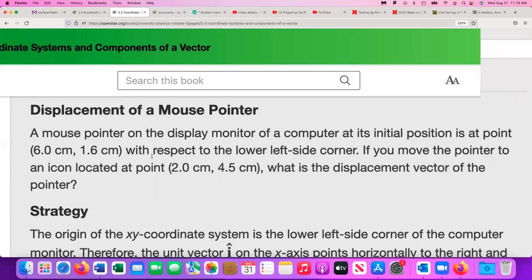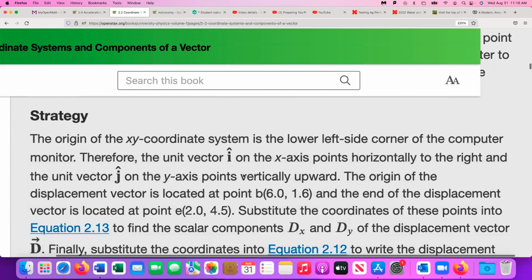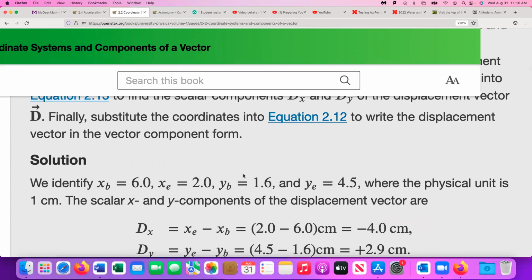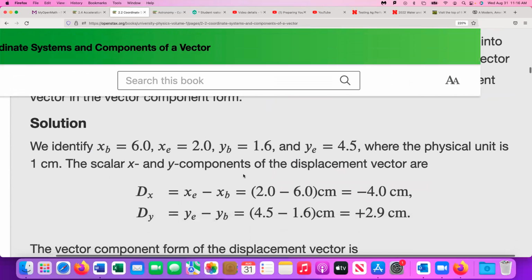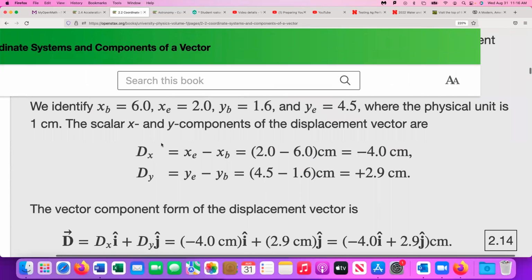Anyway, so they're going to use this example for the displacement of a mouse pointer. They're going from an initial position to a final position. We're going to calculate all that we can about that vector that goes from the initial position to the final position. Well, to calculate the x component of that vector, we take the end point in x and subtract the initial point in x. It also gives us a direction: negative 4.0 centimeters. So we know magnitude and direction from that calculation.